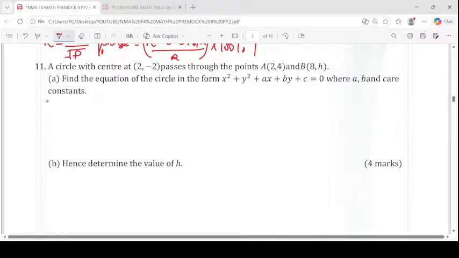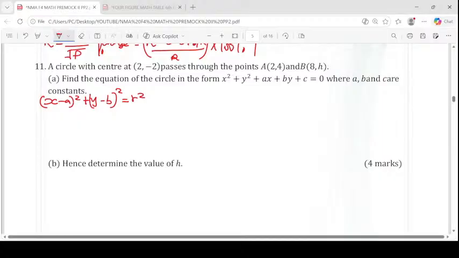Remember, the general equation of the circle is (x minus a) squared plus (y minus b) squared is equal to r squared, where a and b are the coordinates of the center of our circle. So I can have it this way. Look at how we are going to do.